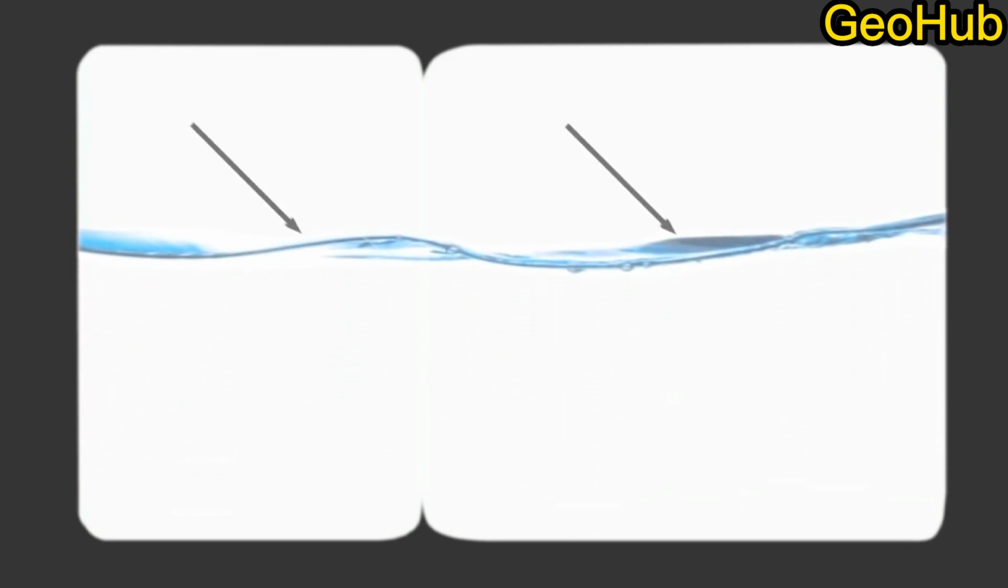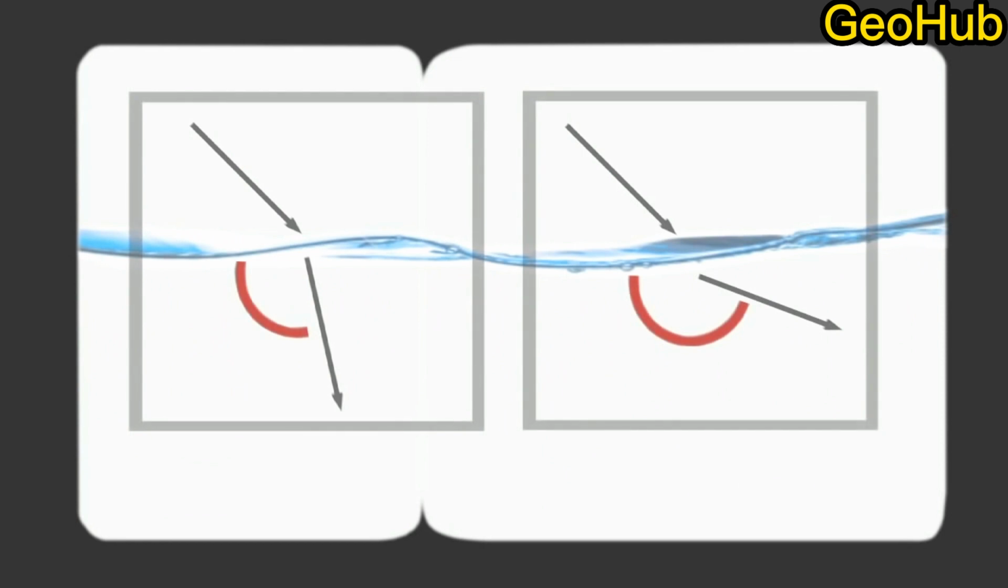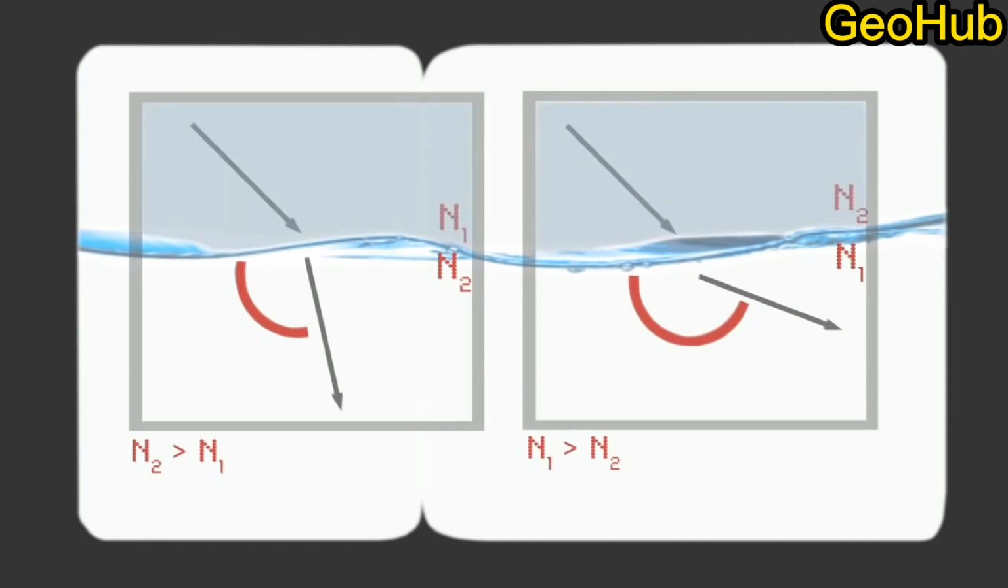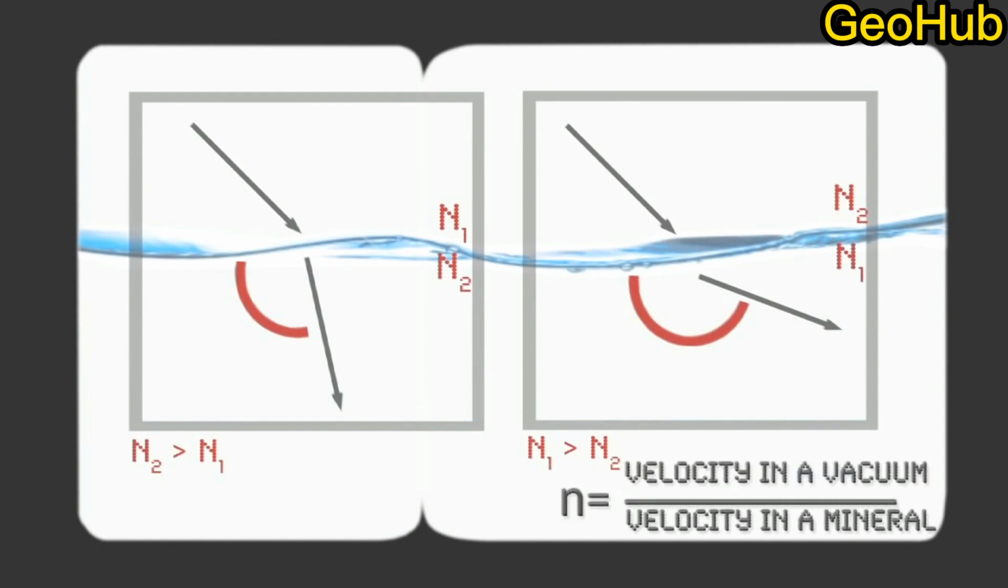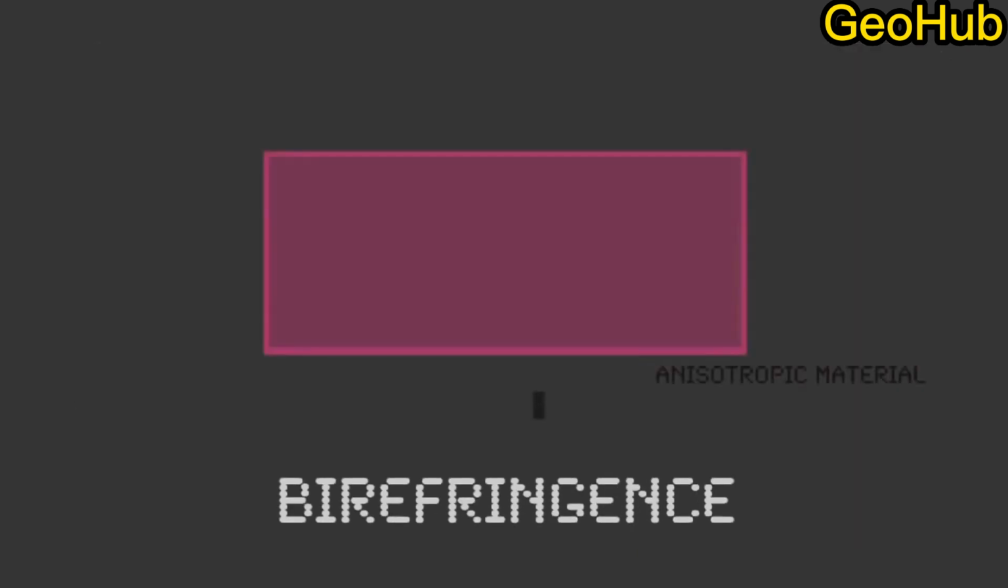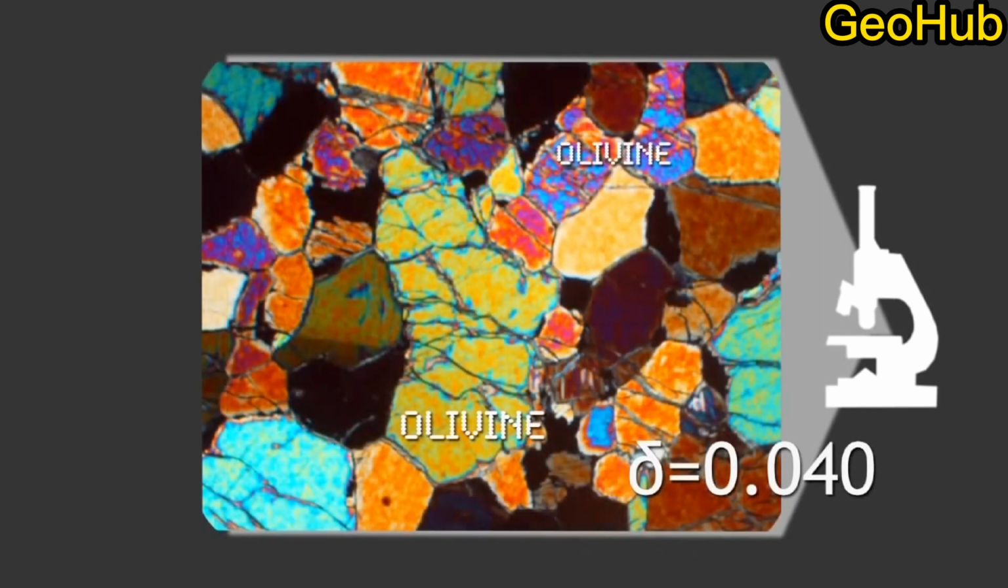When light passes from air to water, the waves are bent or refracted, depending on the indices of refraction in the air and water. Light is refracted when it passes from one substance to another, and refraction is the result of a change in the velocity of the light wave. Birefringence is the splitting of a single ray of light into two rays when it travels through an anisotropic material. Birefringence is a diagnostic property.